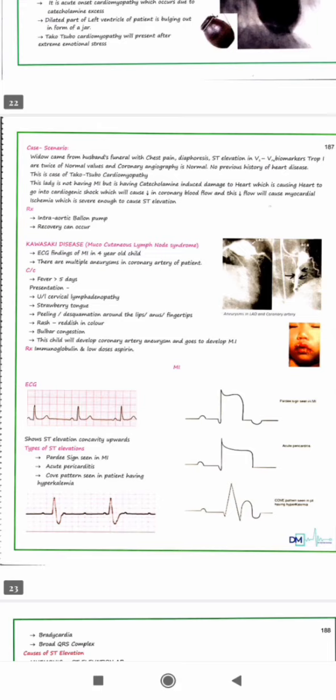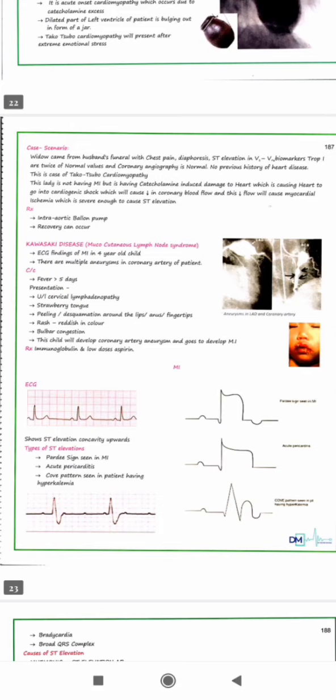The ECG findings here we can see, and the clinical findings are fever staying for 5 days, cervical lymphadenopathy, strawberry tongue, rash, and pulmonary congestion. The management is basically immunoglobulin, and low dose aspirin is administered. Now the ECG in MI we have to remember, and everybody remembers the ST elevation, and that is MI. The types of ST variations include Paradis sign, which is shown in the image.